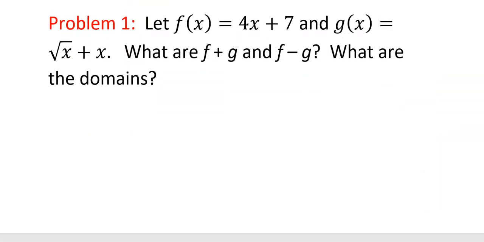Okay, so here's the first one. So we have two functions. One is 4x plus 7. The other is square root x plus x. They're looking for the sum and the difference.